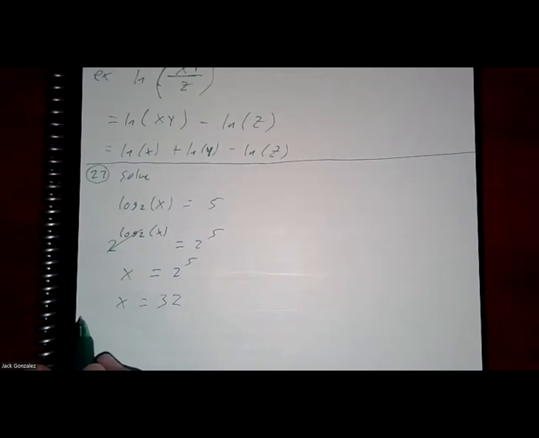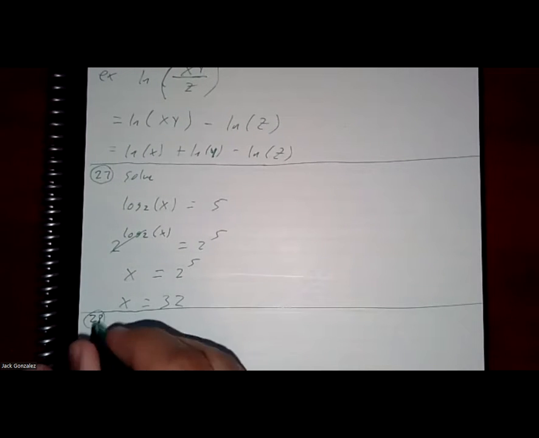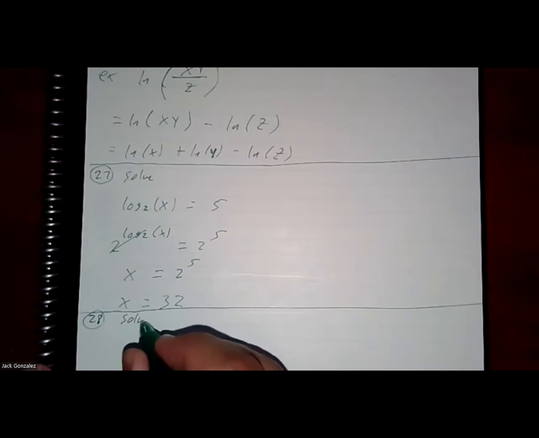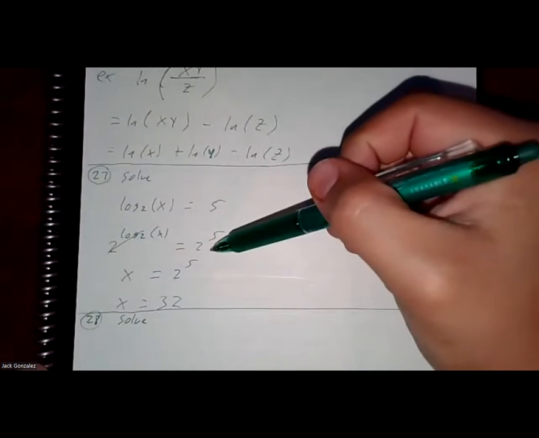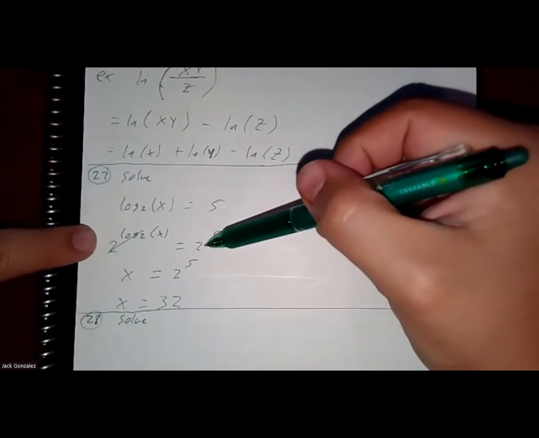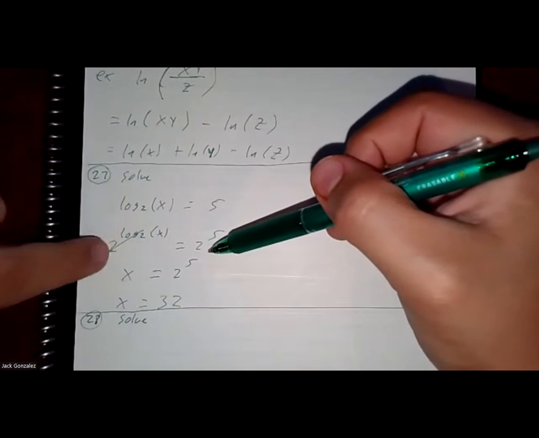Any questions on 27? So you put the 2 on the other side. You put the base 2 on the other side, and that's the base of the 5. Yeah, so you just introduce a base. So these become the exponents. And you choose whatever base you want. And I'm choosing the 2 to cancel the logarithm on purpose.